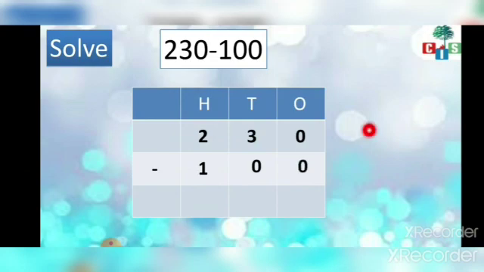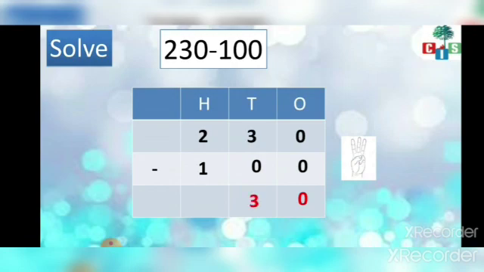Now let's start with the ones column. 0 minus 0, you get the same answer, that's a 0. 3 minus 0. 3 minus 0, 3, right? See, 1, 2, 3. Here the number is 0. So 3 minus 0, you will get the same answer, that is 3.